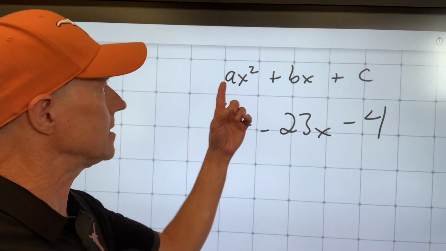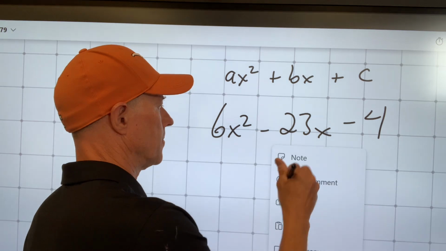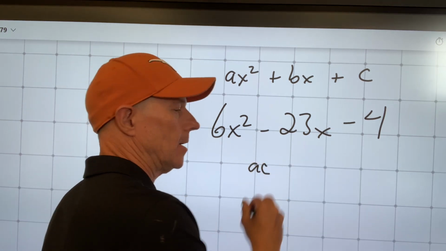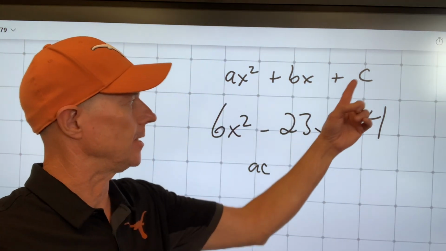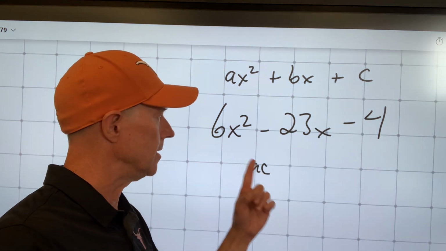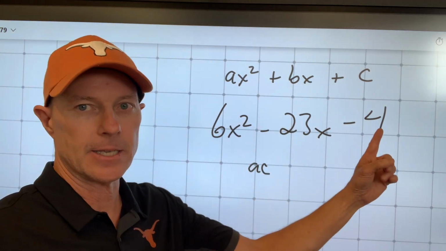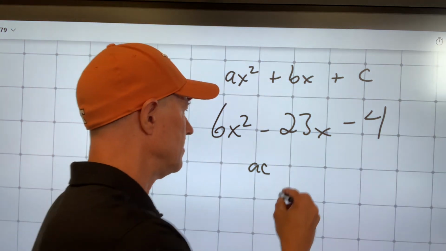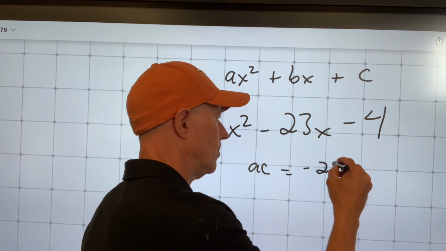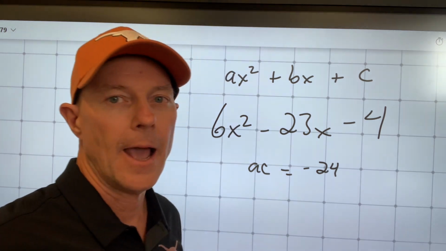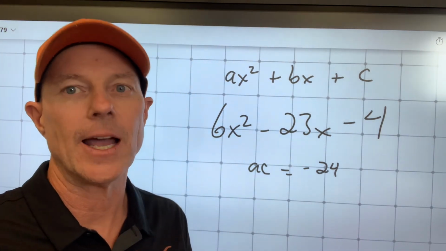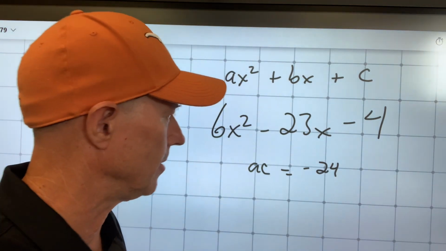So AC, call it the AC method because they take A and put it next to C. In other words, A times C. Well, our A is 6 and our C is 4. So they go A times C and they get negative 24. And then they list all the factors of negative 24.